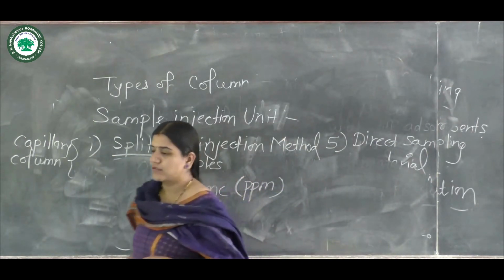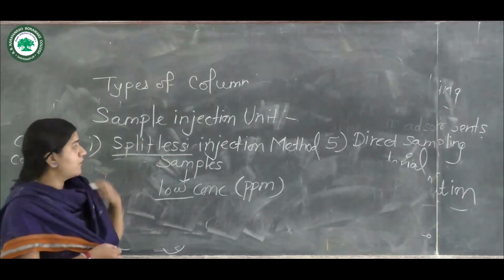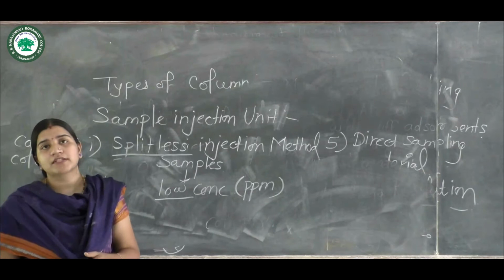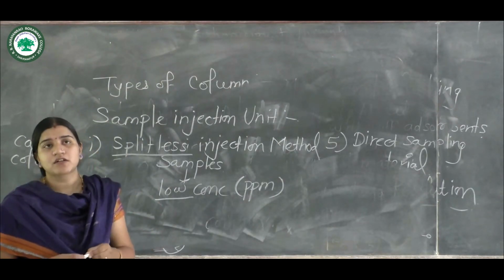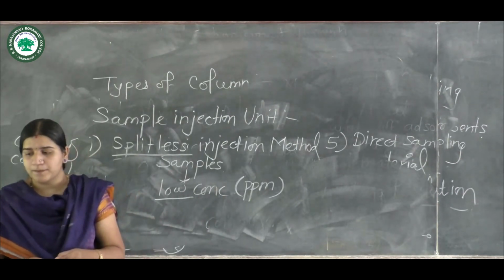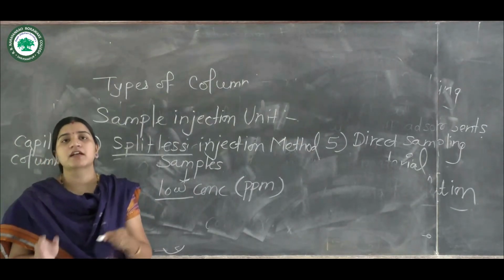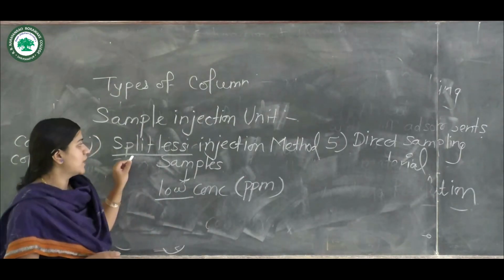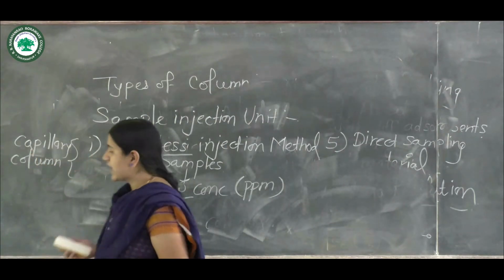For the splitless injection method, a very dilute solution of the sample is used, and here the concentration of the sample is very low. It may be in the range of ppm, and then this sample is slowly injected inside the column. Now the third category is the direct on column method.